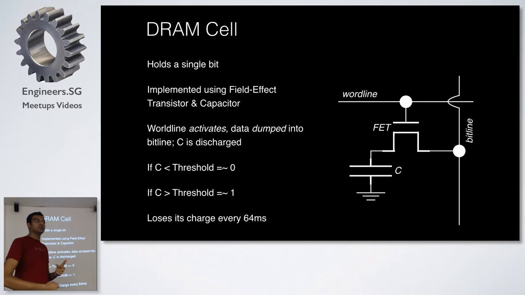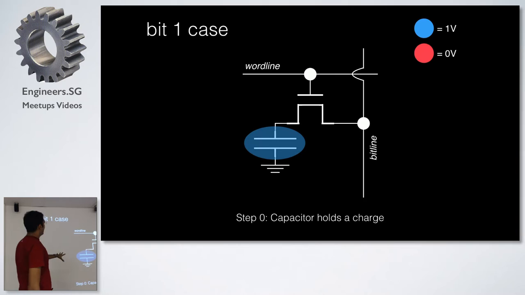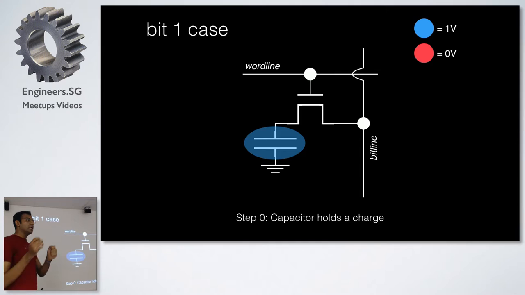So this is an example of a bit, and that bit has value one. Basically, blue means 1 volt and zero means 0 volt. So let's just assume that there's a potential difference of 1 volt on the capacitor right now, which means if I connect the capacitor to something, it would discharge at 1 volt. And 1 volt equals 1 bit in this example.